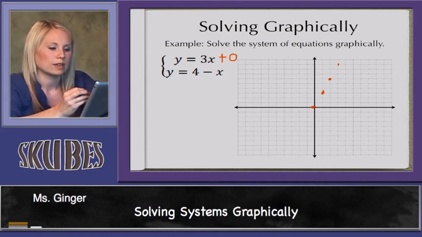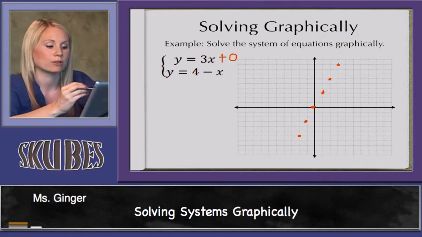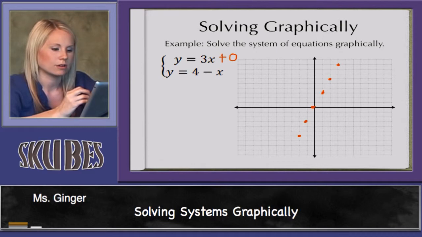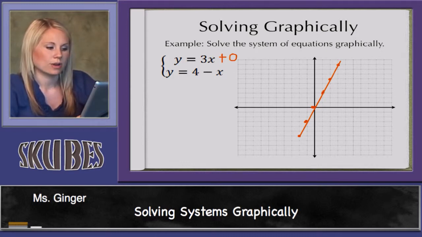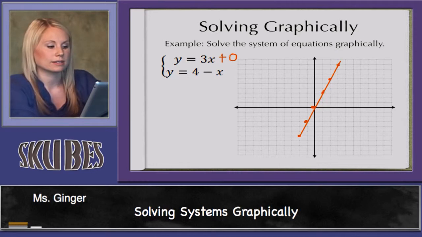So I can move in this direction here, or I can go in the other direction. Because it's all the same line, it's going to continue on in both directions forever. So let's make a nice line to connect these on our graph the best that we can. And now let's go back and graph our other equation, y equals 4 minus x.